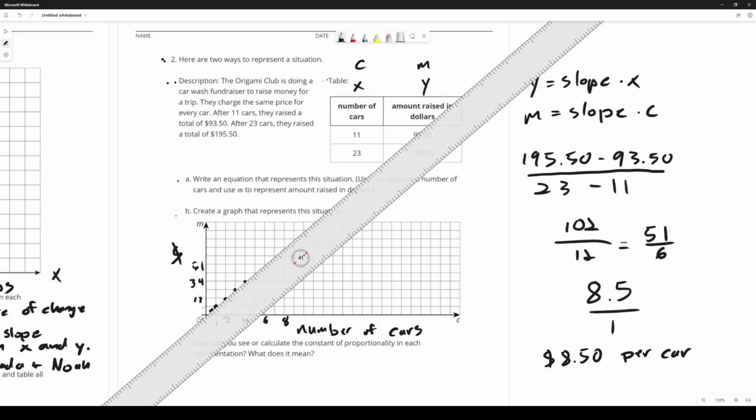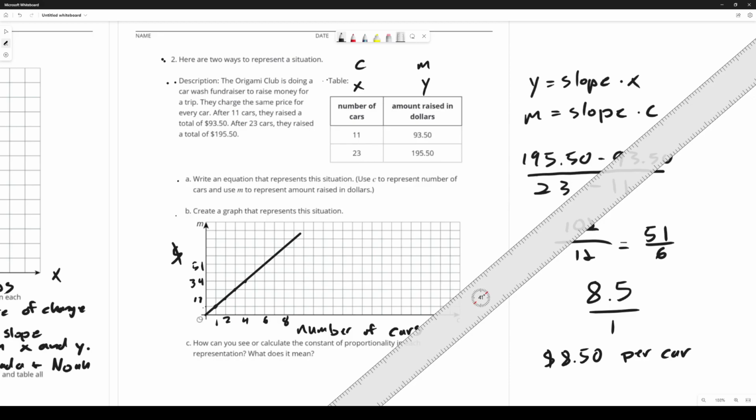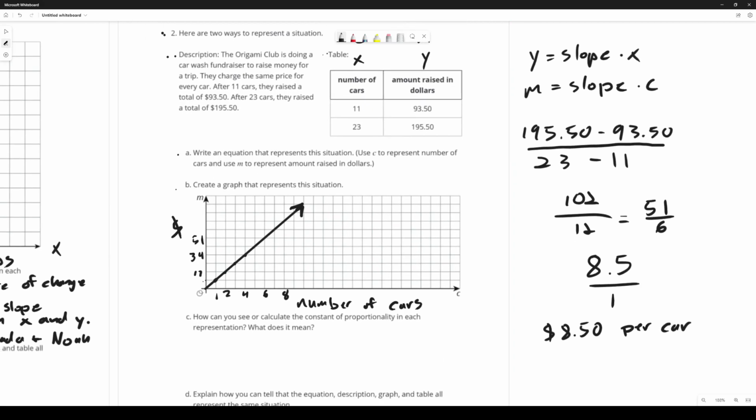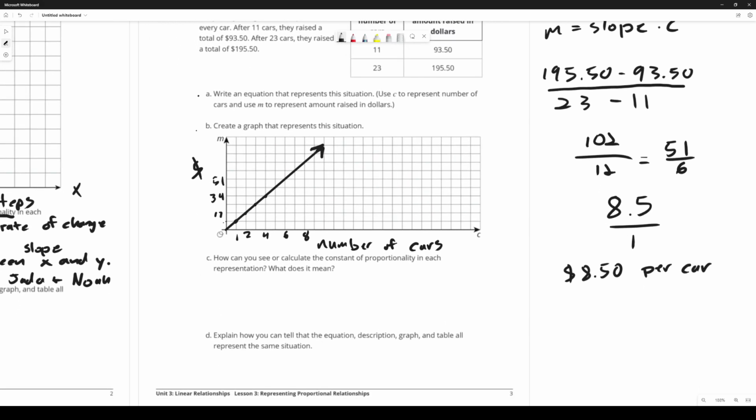And here is my graph. So this is showing that relationship between the number of cars washed and dollars raised for the Origami Club to, I guess, go to the paper store. All right, try C and D on your own or with your group, and then we'll check those when I come back.